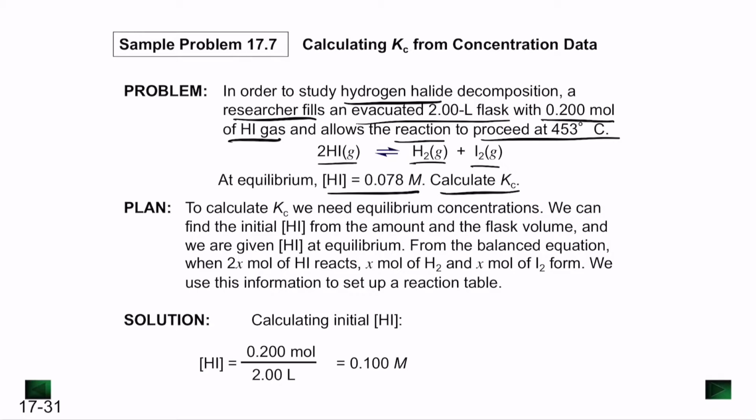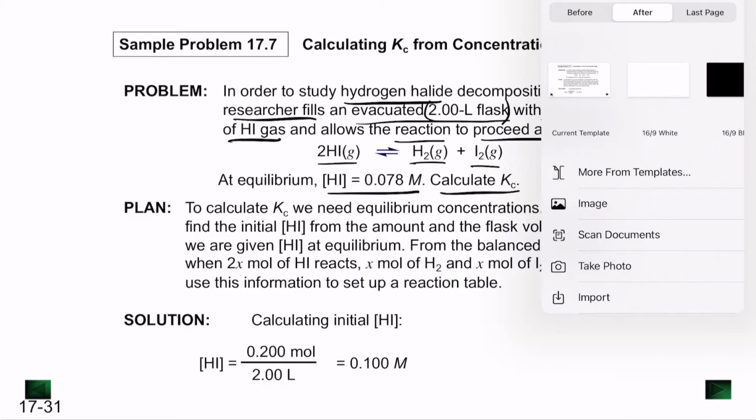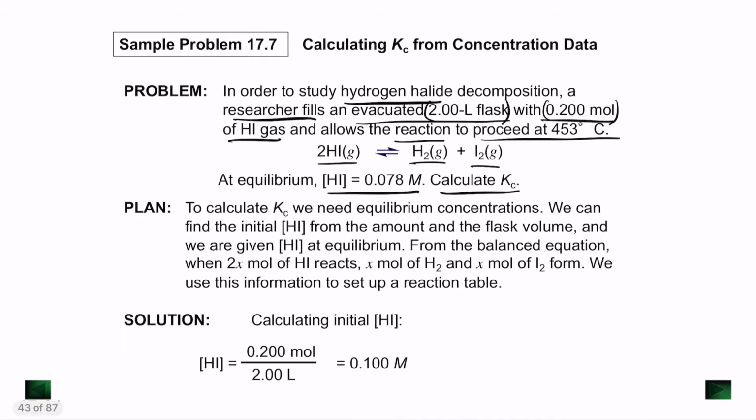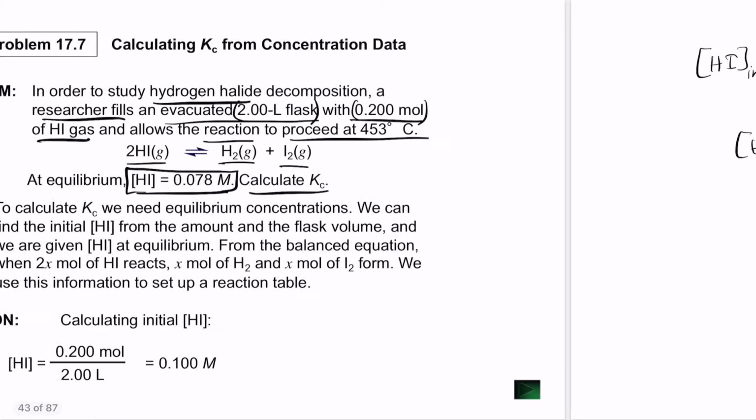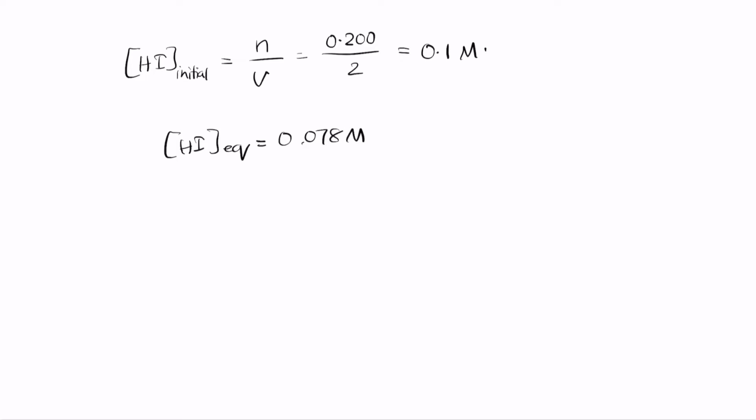Now, we need to know the initial concentration of HI. What is given here? You have an evacuated 2-liter flask with 0.200 mole of HI gas. The initial concentration of HI is the number of moles divided by volume. So the number of moles is 0.200 over 2 liters, which becomes 0.1 M concentration of HI. Now it's also given that HI has an equilibrium concentration of 0.078 M. Now again, use the reaction table.